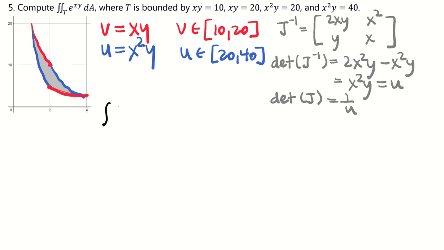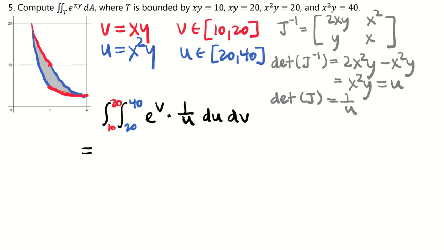So, sorry, xy is v, so I'm integrating e to the v. The Jacobian determinant is 1 over u, and then I can do whichever one I want, but I can see it's going to be the same either way. I guess I'll do du and then dv. U is running from 20 to 40, and v is running from 10 to 20.